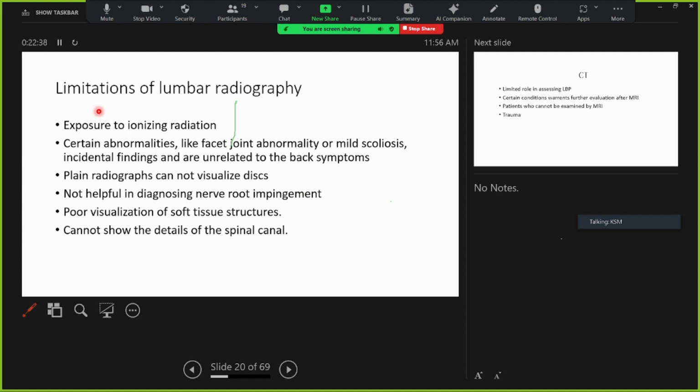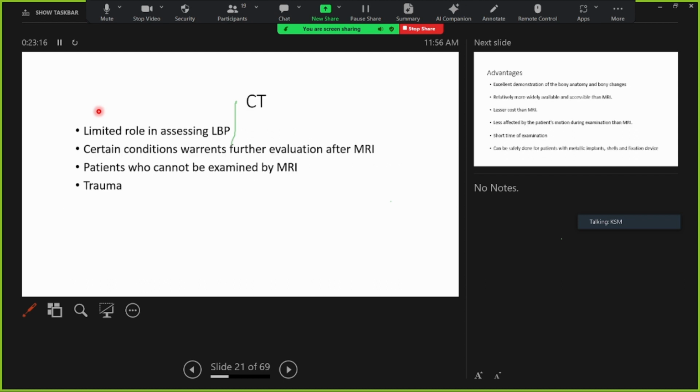What are the limitations of lumbar radiography? The main limitation is the radiation. Some abnormalities like facet joint changes and mild scoliosis are incidental findings and may not be related to the backache. And you can't comment on the disc. We can only see the disc height, we can't visualize the intervertebral disc. The nerve root also we can't see. There is poor visualization of the soft tissues, and it cannot show the details of the spinal canal. Actually, this is 2D imaging. If you want to see the spinal canal, you have to take a cross-sectional image.